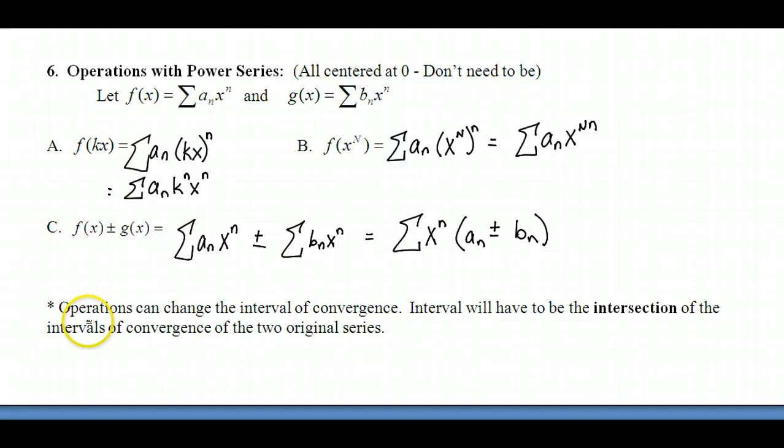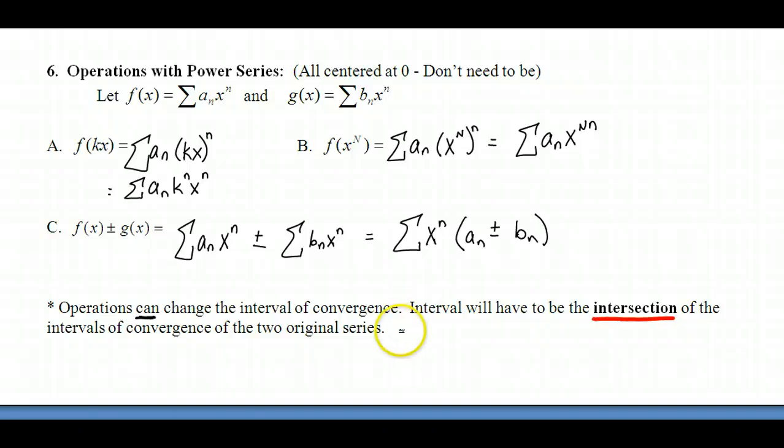A key thing here, when you apply these 3 operations, your operations will change your interval of convergence. I shouldn't say they will, but they definitely can. These can change the entire interval. Unlike what we did in section 8, I think it was, if we integrated or took the derivative, the interval could not change, but the endpoints could. These operations change your interval of convergence. The interval has to be the intersection of the intervals of convergence of the 2 original series.